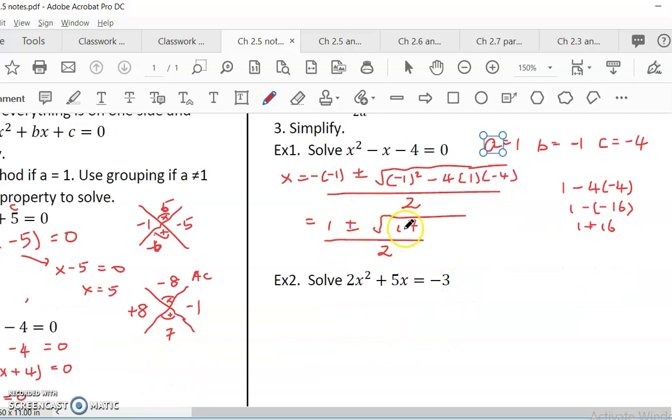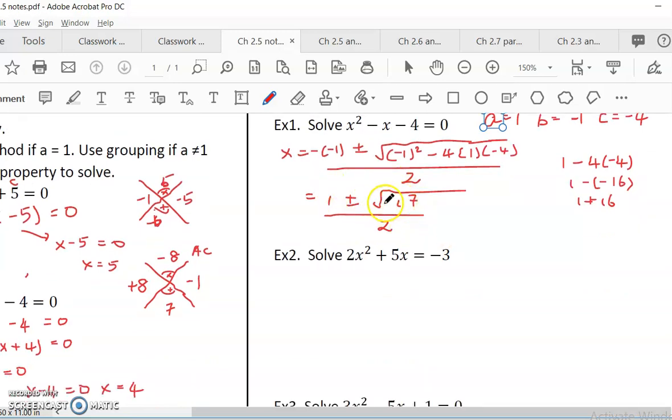If you need to, you have to simplify. Like if there's a perfect square root number and stuff, you need to. But if there is none, you just leave it that way.